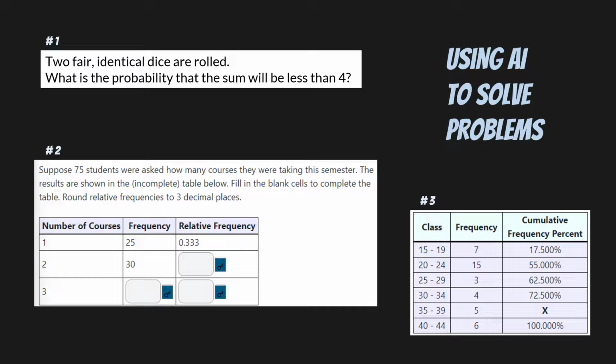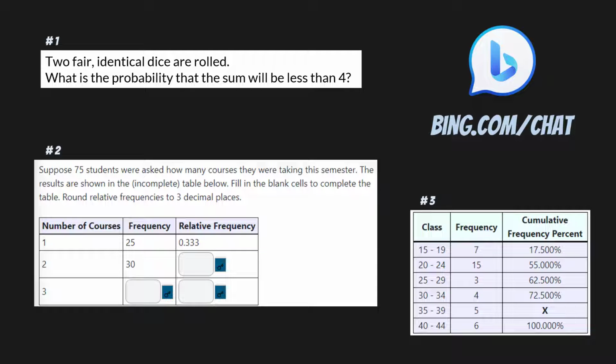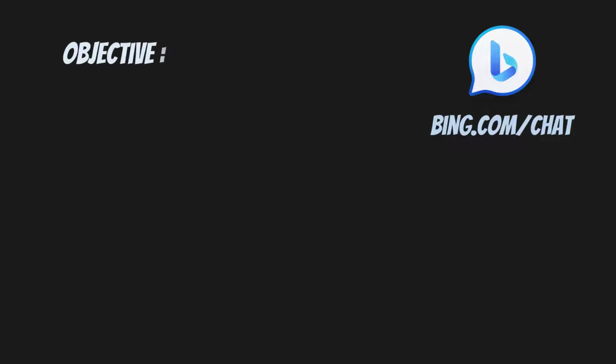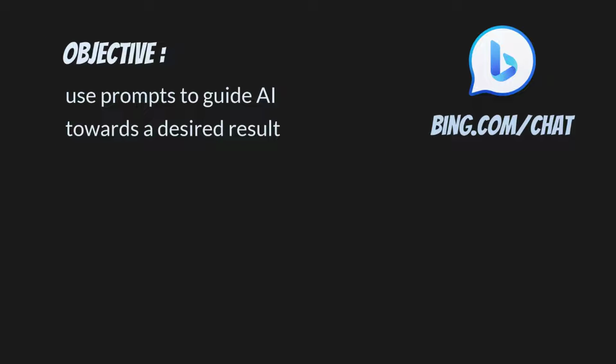In this video, I will be attempting to solve these three quantitative problems using Bing Chat, a free generative AI product by Microsoft. You can access it by going to bing.com/chat or by using Microsoft Edge. The objective here is to show examples of using prompts to guide AI towards a desired result.